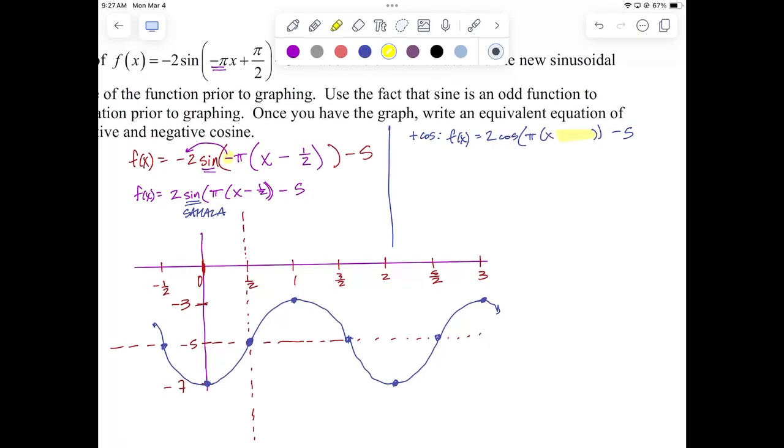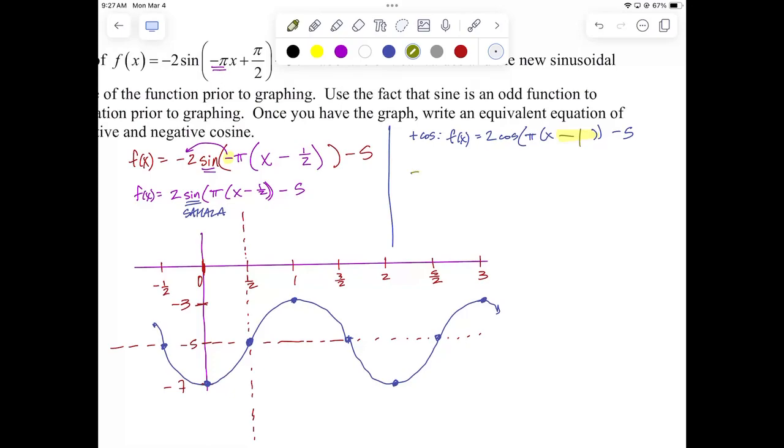If we're looking for a positive cosine, we're looking for what on the graph? A high point. Y'all see your favorite high point? I see one at 1. I see one at 3. I'm going to shift over to 1, so I put not +1, but -1. Yeah, there you go.